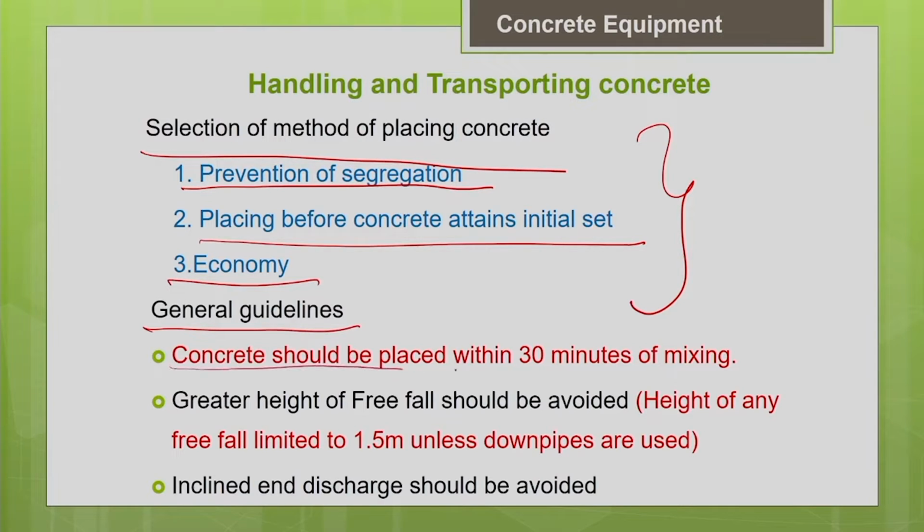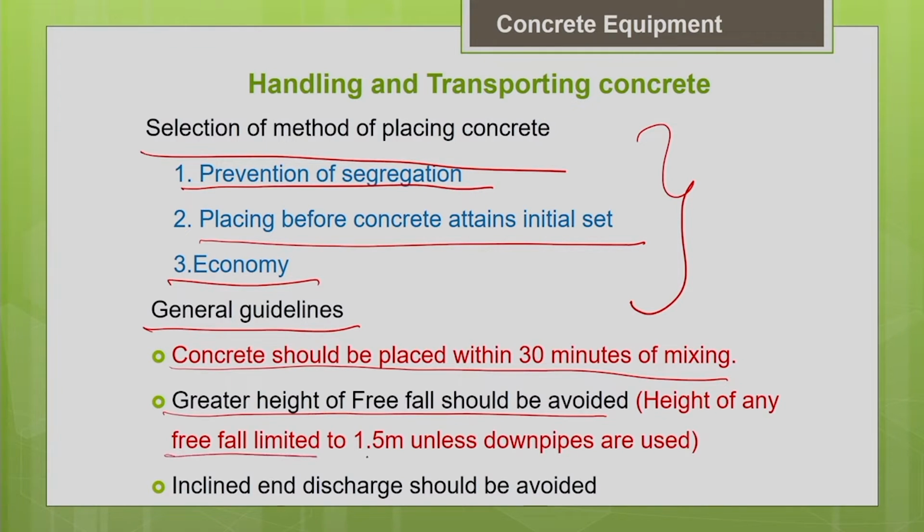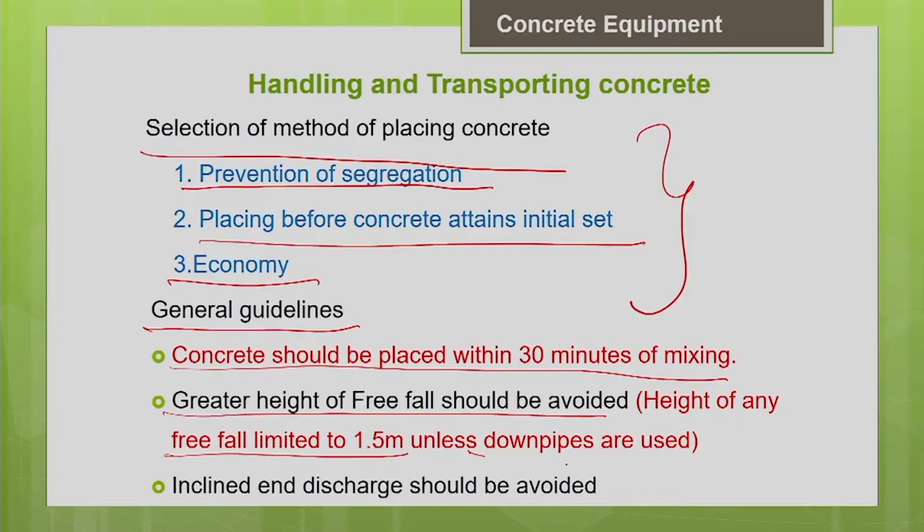So, as I told you, concrete should be placed within 30 minutes of mixing, before it attains the initial set. And we should avoid a greater height of free fall of the concrete. You should not allow the concrete to freely fall over a greater height, as that will result in segregation. The maximum free fall height allowed is only 1.5 meters. Free fall means there is no support at all, you are just freely allowing the concrete to fall from a particular height. But if you are going for some guided flow, like using vertical down pipes, steel pipes, for transferring the concrete, in that case you can have a greater height of fall.